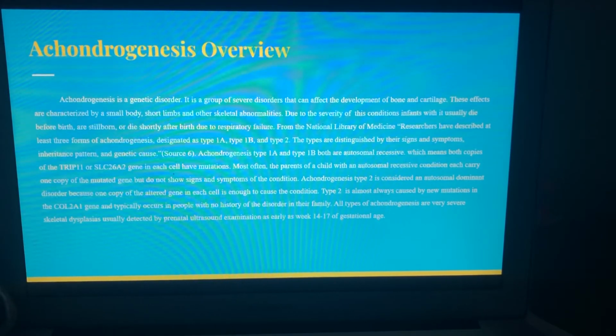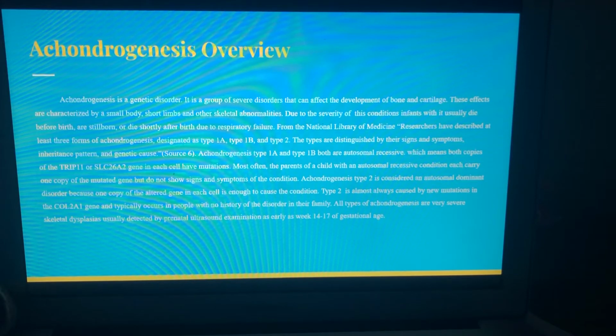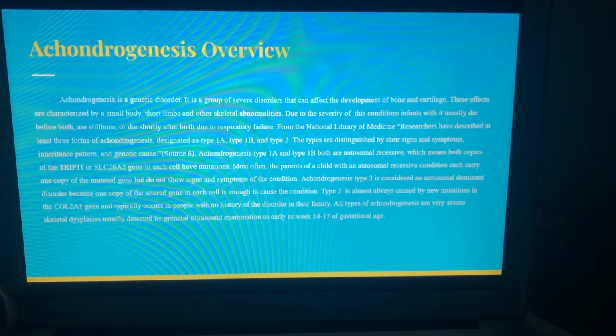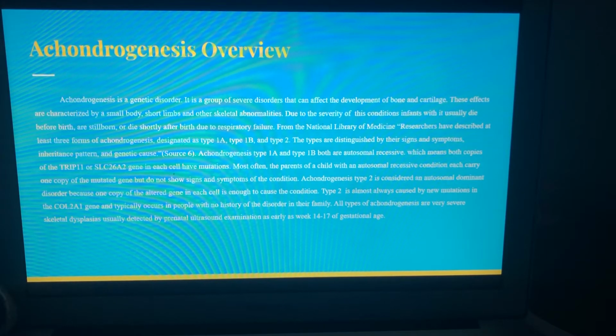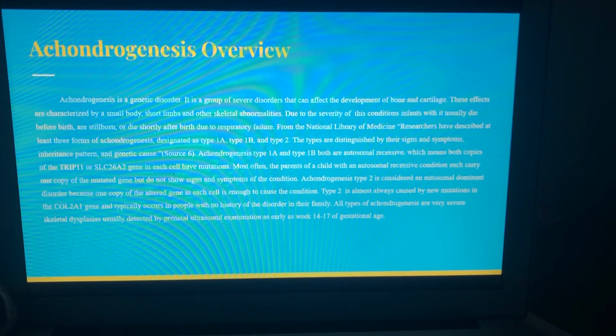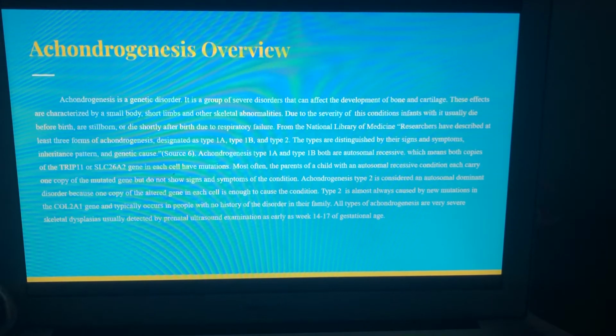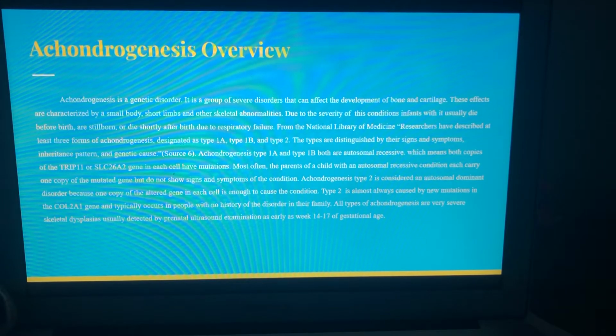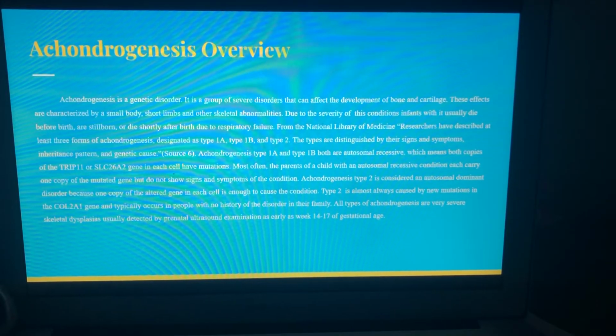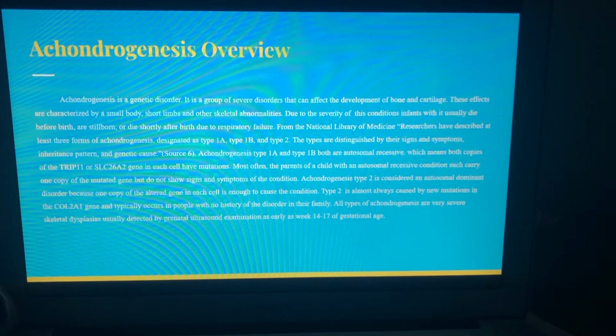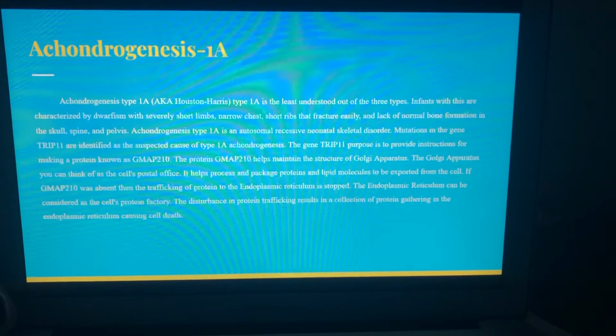Achondrogenesis type 2 is considered an autosomal dominant disorder because one copy of the altered gene in each cell is enough to cause the condition. Type 2 is almost always caused by new mutations in the COL2A1 gene and typically occurs in people with no history of the disorder in their family. All types of achondrogenesis are very severe skeletal dysplasias, usually detected by prenatal ultrasound examination as early as week 14 to 17 of gestational age.